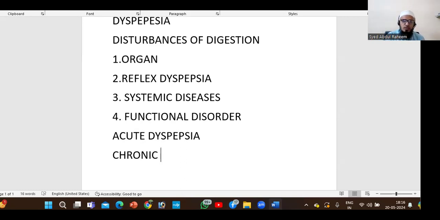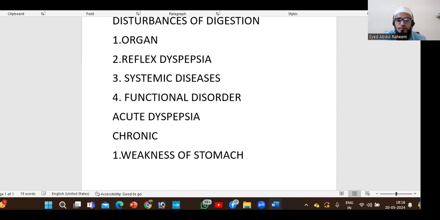Okay. So sometimes in chronic dyspepsia, we have to understand, one cause is weakness of the stomach. And second, any neurological issue, anxiety, depression, nervous issues, which lead to dyspepsia. Okay. Chronic, it may be due to weakness of the stomach or neuro issues.